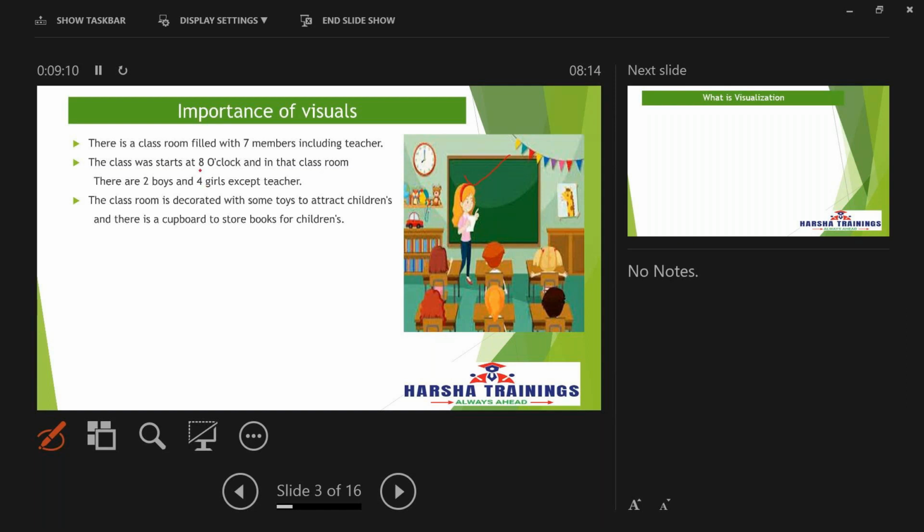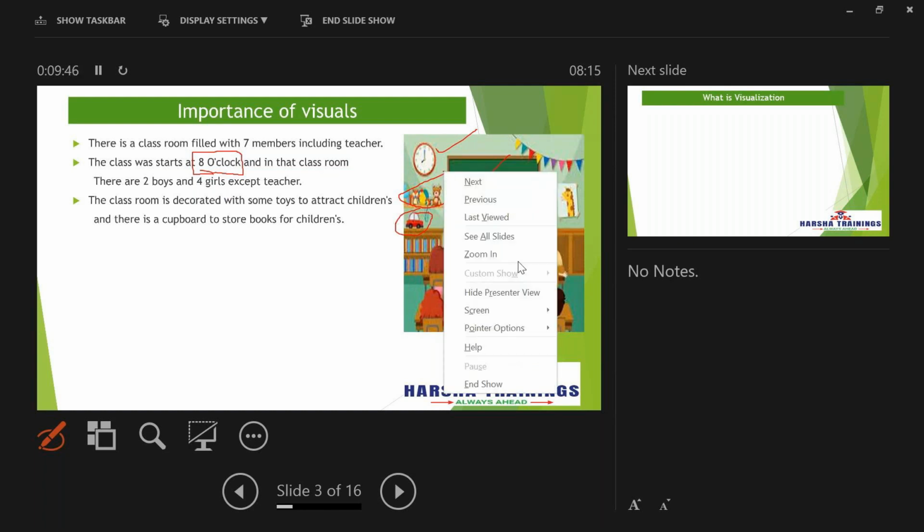And apart from that, how do you know that the class will start at 8 o'clock for the children? How did I mention this? If you observe, we do have a clock, and in this clock we have 8 o'clock. The timing is 8 o'clock. And apart from that, there are some toys which are very interesting and attractive to the children. So that's all.